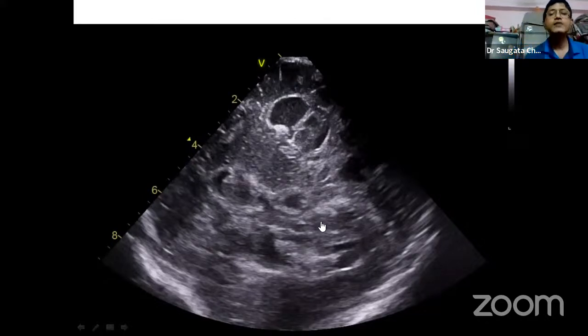So I think it is clear what the diagnosis is. Please write in the chat box.